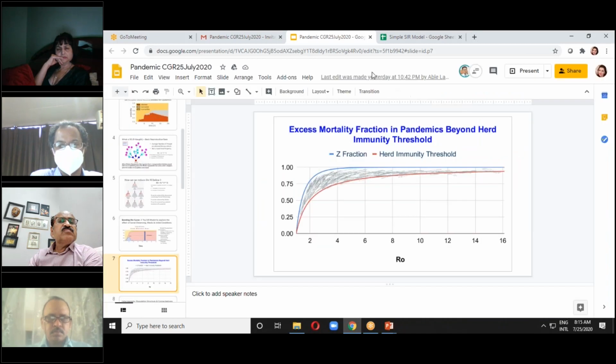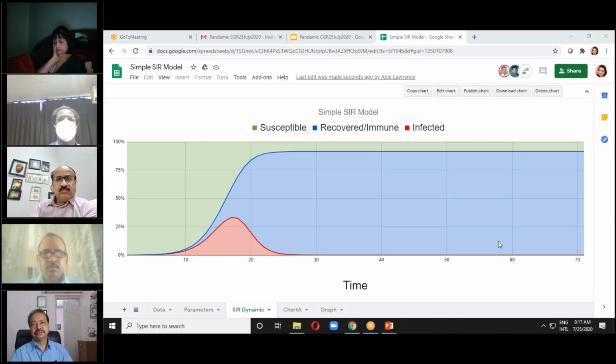Now let's go to the next one. You can delay the peak. This explains why different parts of the country have different peaks. Those who have fewer cases will have a later peak. Those who have more cases in the beginning will have an early peak. So the number of introductions does not affect the peak size. It only affects the timing of the peak.